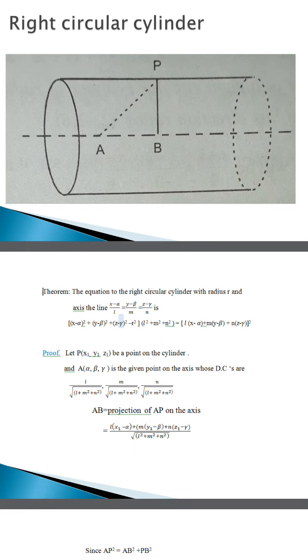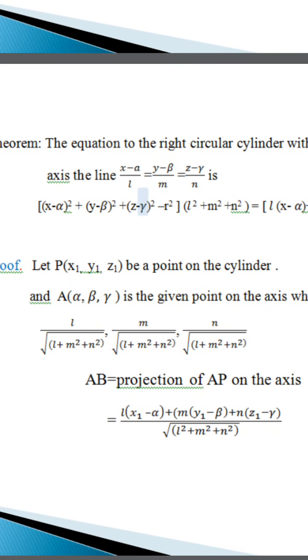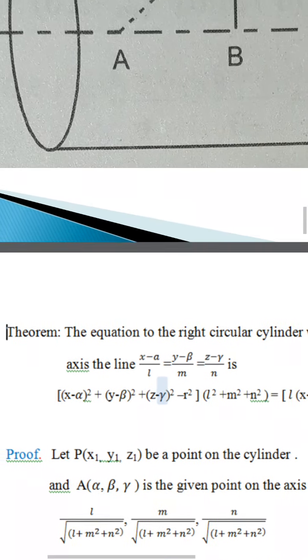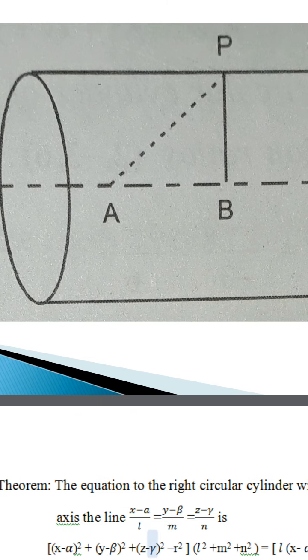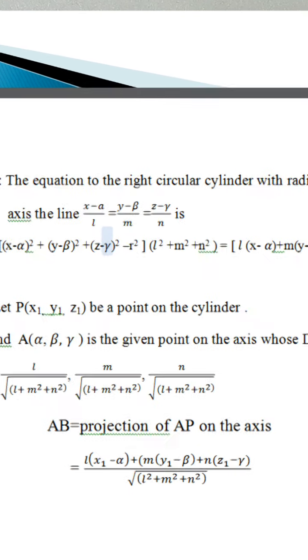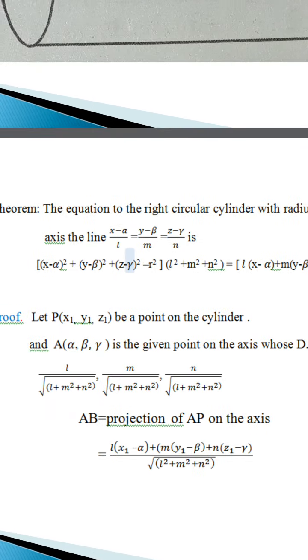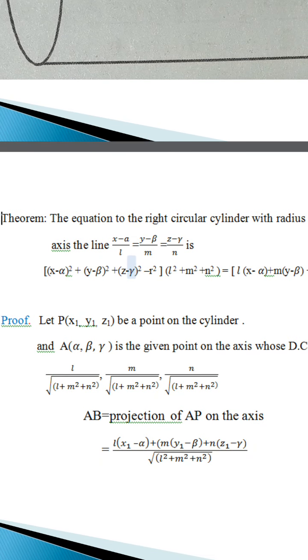Now, to prove this theorem, first of all, take any point P (x1, y1, z1) on the cylinder. Next, the point A (alpha, beta, gamma) is a given point on the axis, whose DCs are l by root of l square plus m square plus n square, m by root of l square plus m square plus n square, and n by root of l square plus m square plus n square.